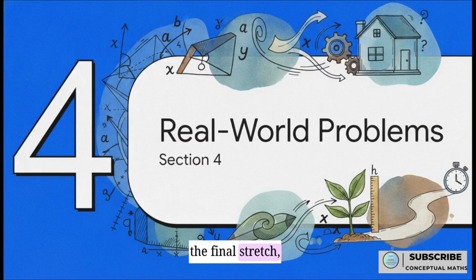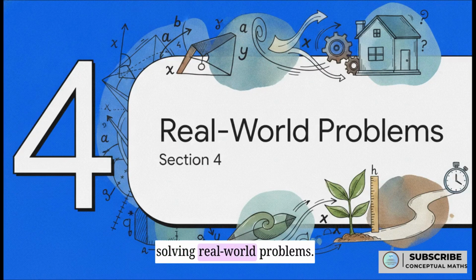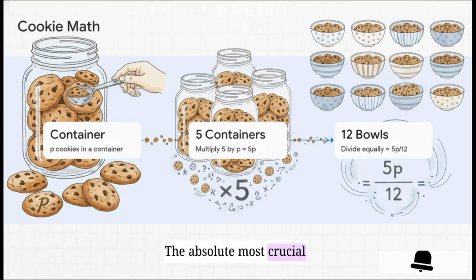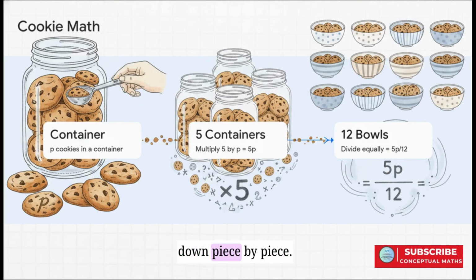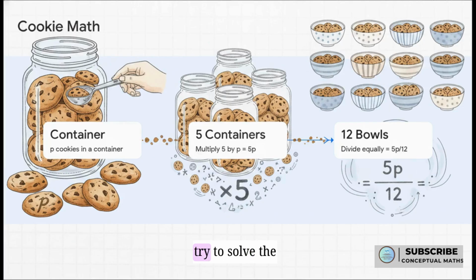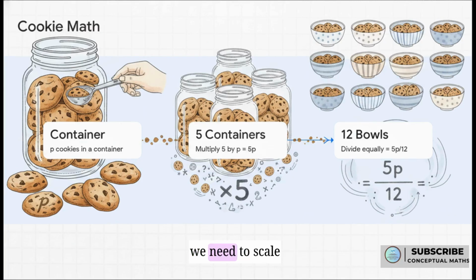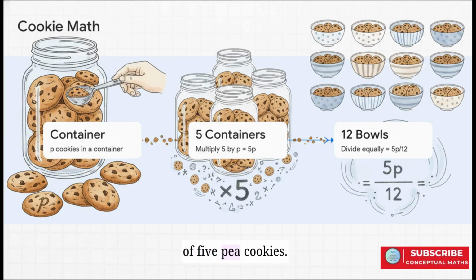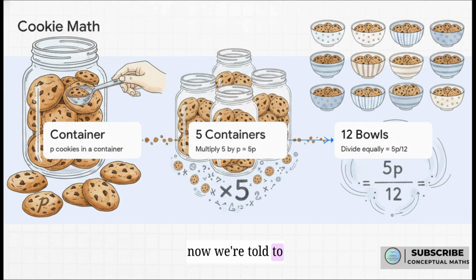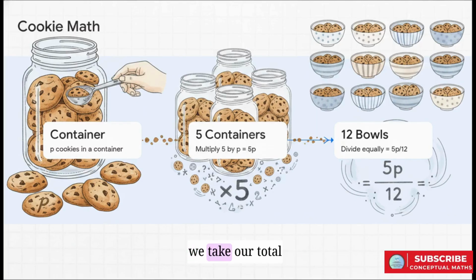All right, the final stretch, section 4, solving real-world problems. The absolute most crucial point here is breaking the problem down piece by piece. Seriously, never try to solve the whole thing at once. Step 1, we start with an unknown number of p cookies in a single container. Step 2, we need to scale this up to 5 containers. So naturally, we multiply by 5, giving us a total of 5p cookies. Step 3. Now we're told to take all the cookies from those 5 containers and put them equally into 12 different bowls. So we take our total amount, 5p, and divide it by 12. Our final algebraic expression, 5p over 12.